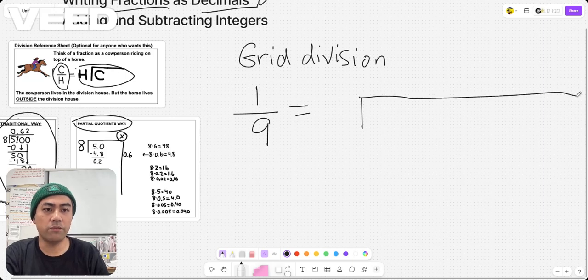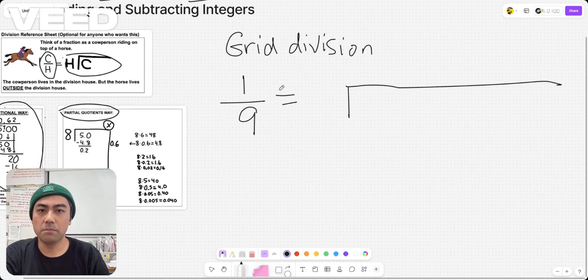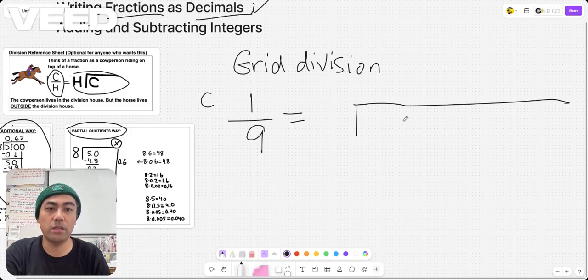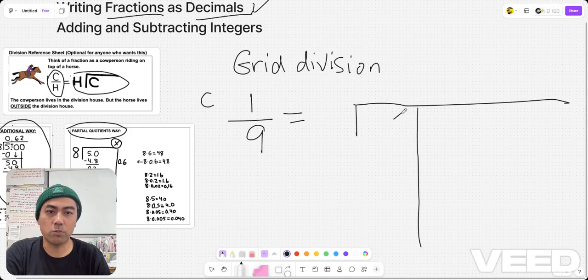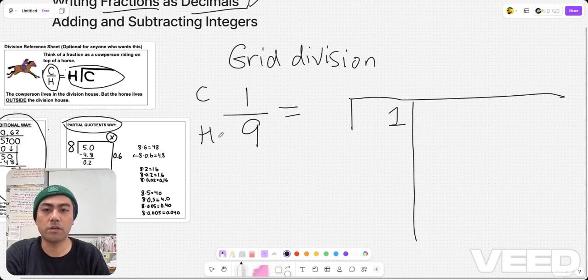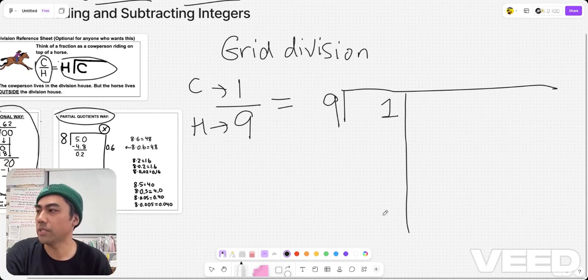Now, when you do grid division, you're going to draw your long division house. Okay, your 1 is your cowboy. So the cowboy, which is our 1, gets to live in the house. For those of you doing grid division, you leave a space here and you write your 1. Okay. And then our horse, which is our 9, gets to live outside the house. Okay. The horse does not get to live in the house.